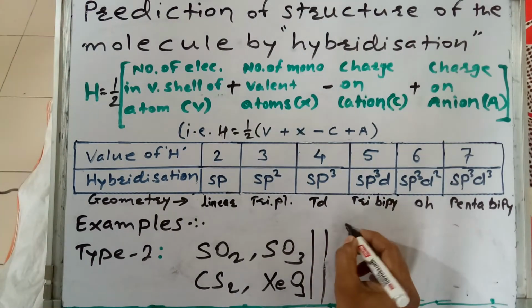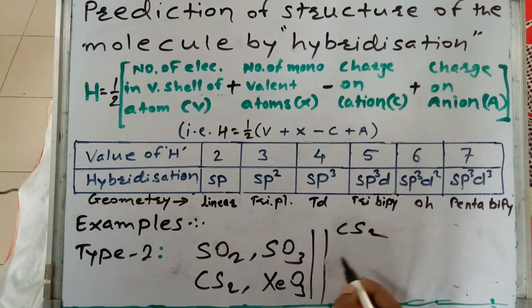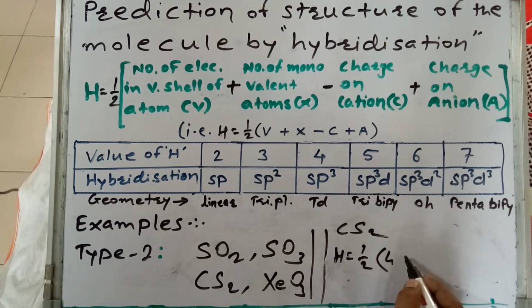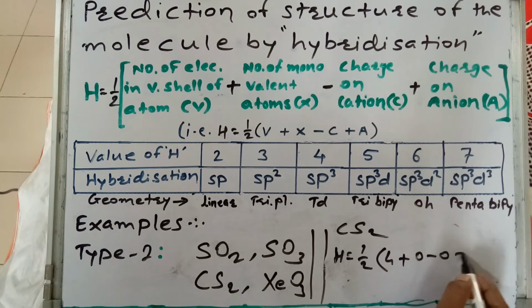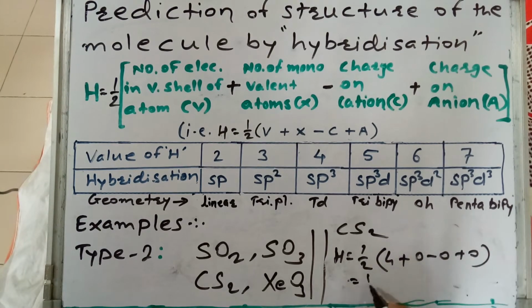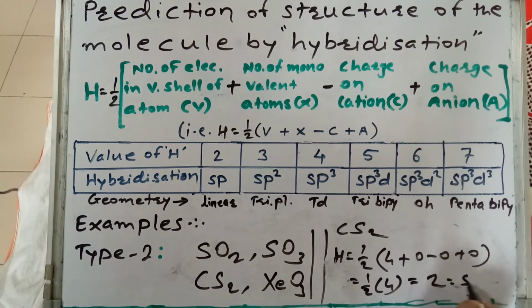Hybridization of CS2: carbon, the number of valence electrons is 4, plus monovalent atoms none, so 0, cations none, 0, anions none, 0. So half into 4 is equal to 2. So its hybridization is sp. So the geometry is linear or diagonal, the geometry of this molecule.